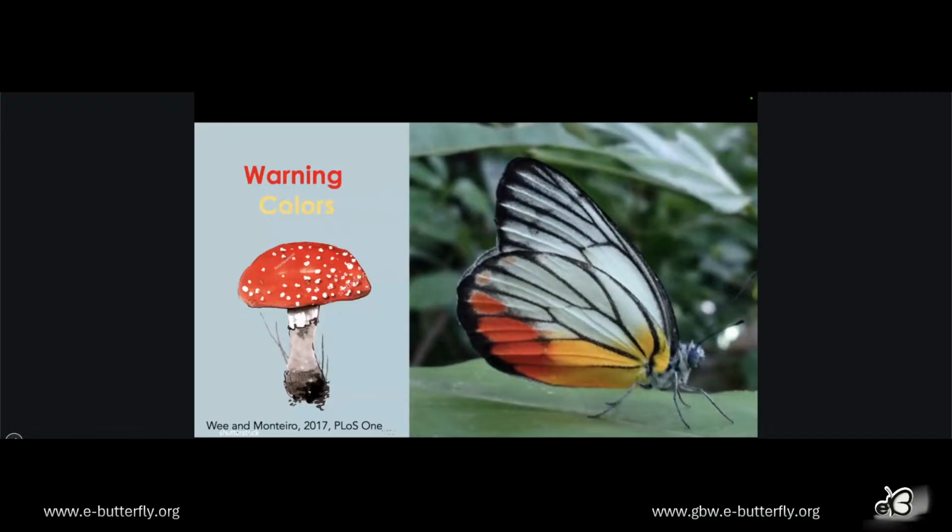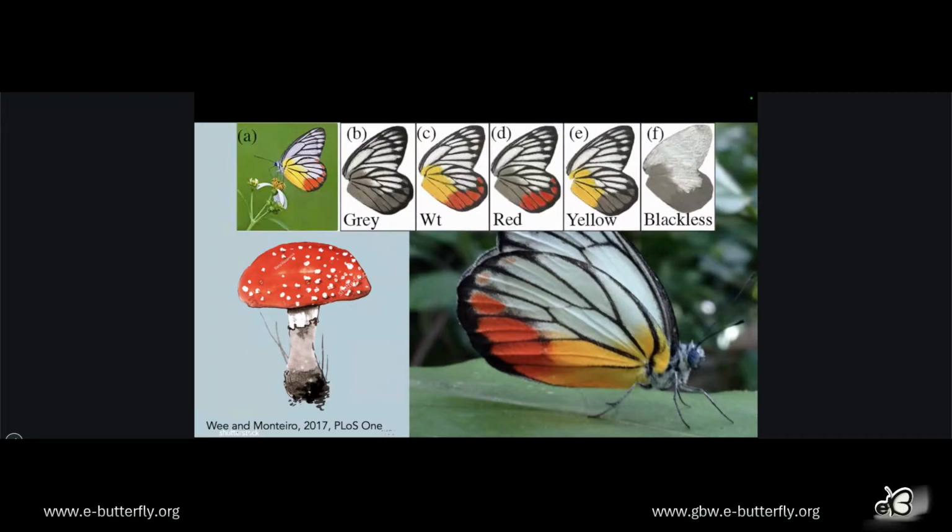For instance, when butterflies are at rest, mostly their ventral patterns are visible. Here this species has used a strategy called warning colors to prevent being eaten by predators. They're signaling that their body has toxins, is distasteful, just like a mushroom is also sometimes this very bright red. So we've done experiments with this butterfly in Singapore.